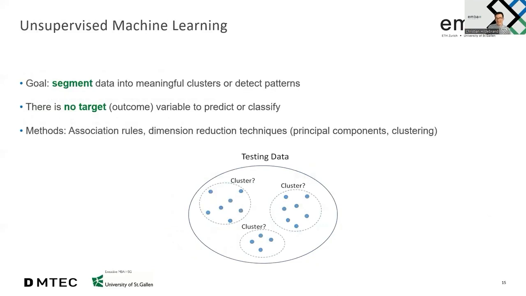And then the second class that we talked about, unsupervised learning. Here the goal is to segment the data into meaningful clusters or detect patterns. So the most important part here is you should just remember that there's no cluster that you want to predict or classify.